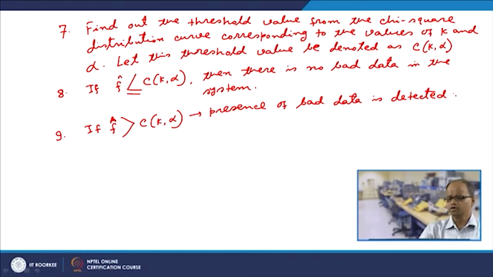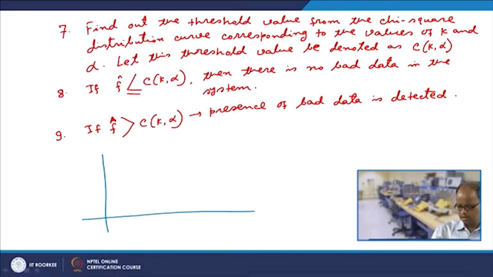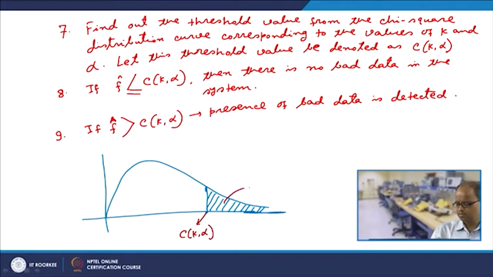Now, what is the philosophy for this? These are very simple steps, but what is the philosophy behind them? Let us look at this curve. Let us say this is the curve, and we have some value of alpha. This area is alpha, and this value is C k alpha, for a particular value of k.